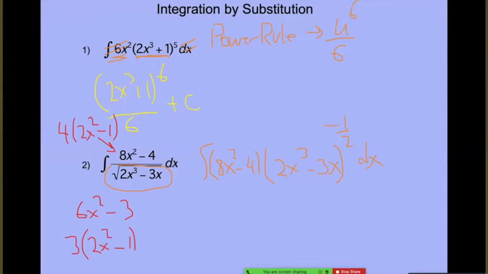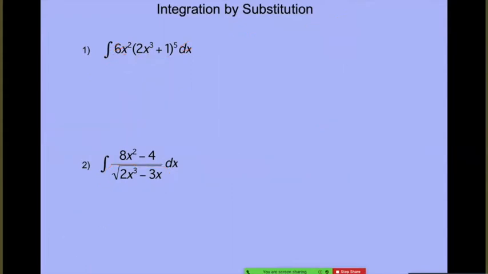Let me erase. I'll try to be neater. For the u substitution, we're going to let u be 2x^3 minus 3x, and du/dx is going to be 6x squared minus 3. That means that our dx is du over 6x squared minus 3.